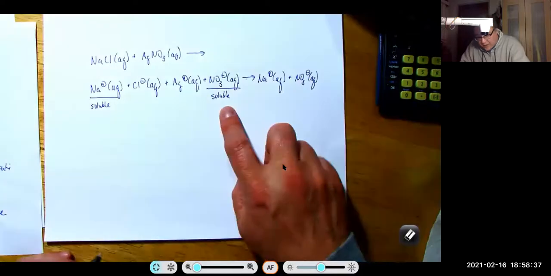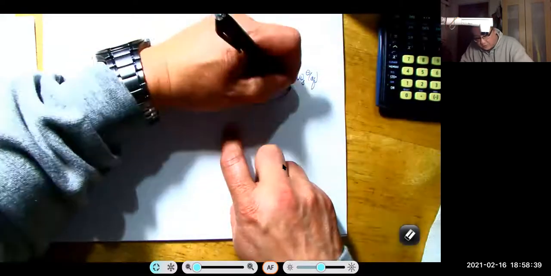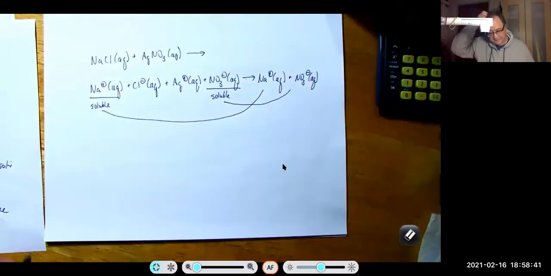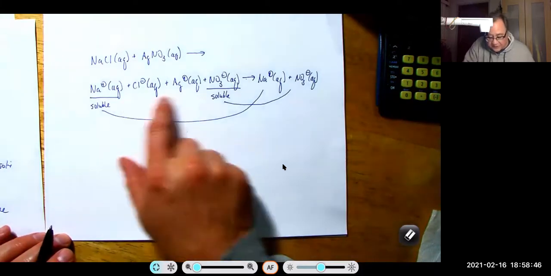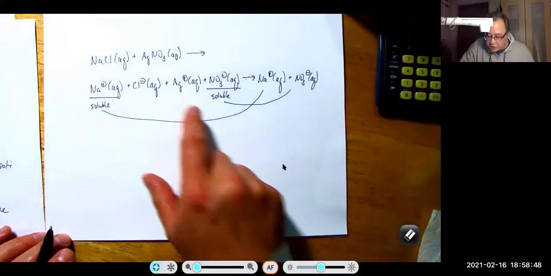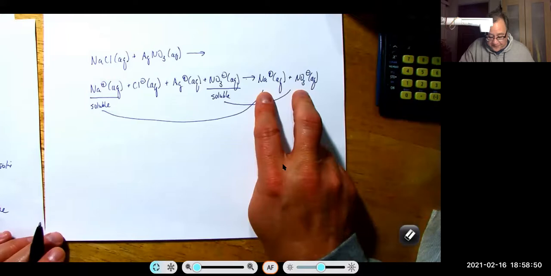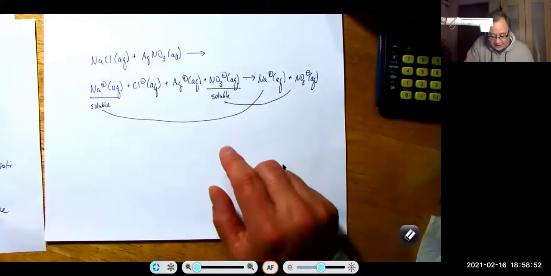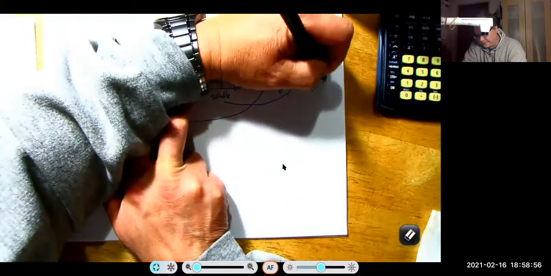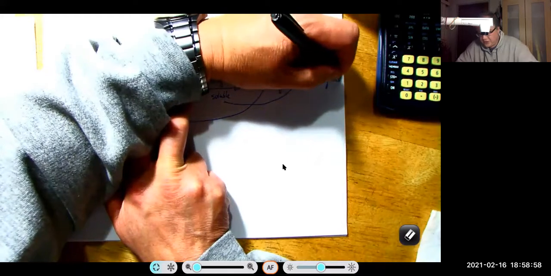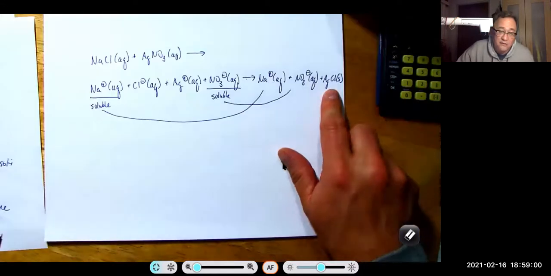So they end up right on the other side, just as they were before. Now, when we mix these 2 things together, we do see a solid. If these 2 are not part of the solid, then what has to be part of the solid? These 2 guys. So that's how we write the solid that forms.